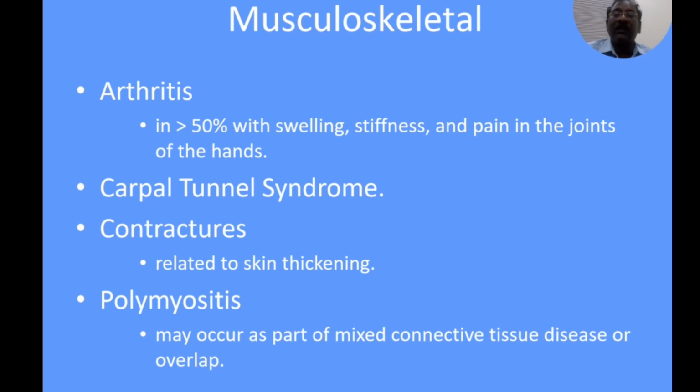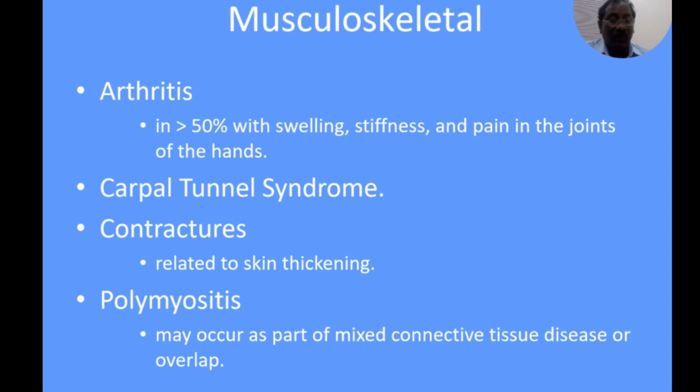In the musculoskeletal system, these people may have arthralgia and arthritis. Arthralgia is very common in limited scleroderma, whereas arthritis is common in diffuse scleroderma. More than 50% have swelling, morning stiffness, and pain in the joints of the hands. Carpal tunnel syndrome and contractures are very common in diffuse scleroderma.